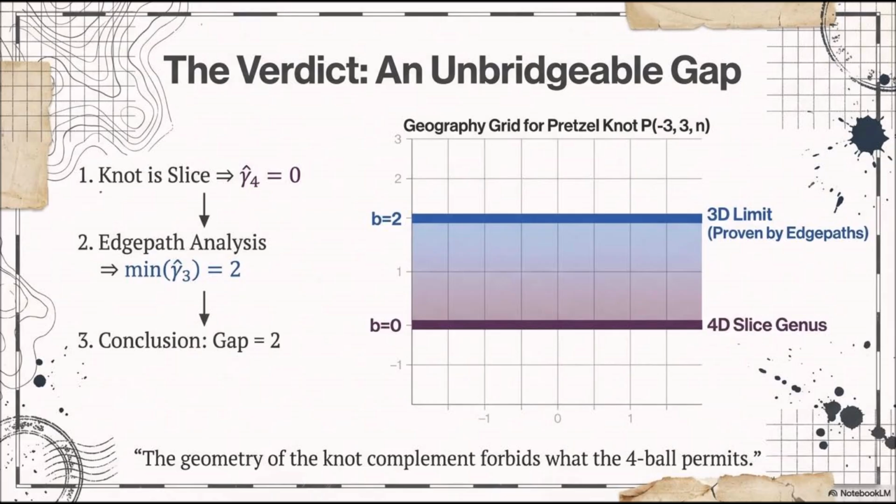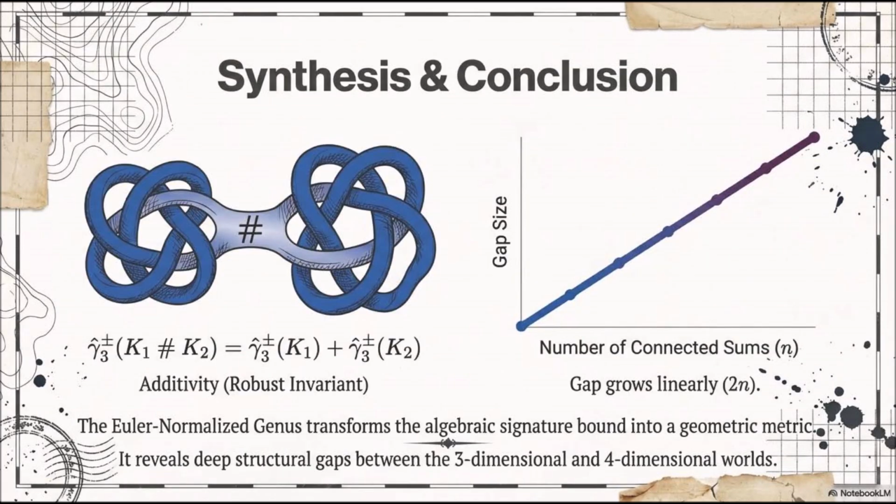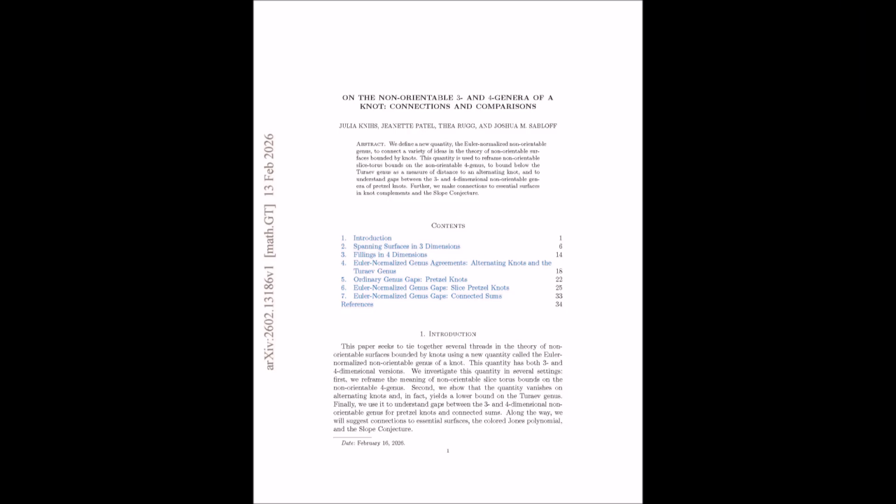It's a pleasure to be here. And you're absolutely right. Rigorous is the word of the day. We are looking at a single paper. Just one. It's titled On the Non-Orientable 3 and 4 Genera of a Knot: Connections and Comparisons, and it's authored by Knihs, Patel, Rugg, and Sabloff. The release date on the preprint is February 16th, 2026.